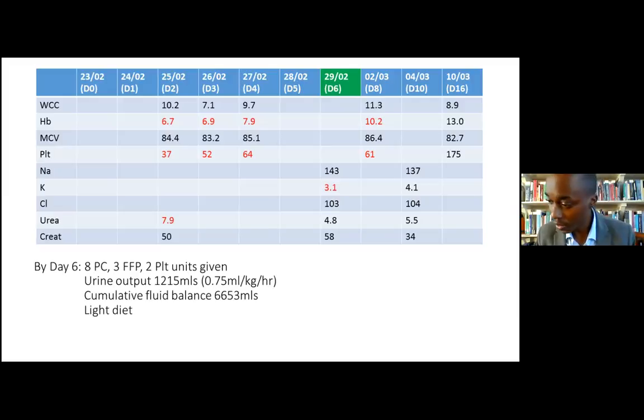Can I ask Trasen, if she's in the house, to comment on the HB as well as the platelet counts?